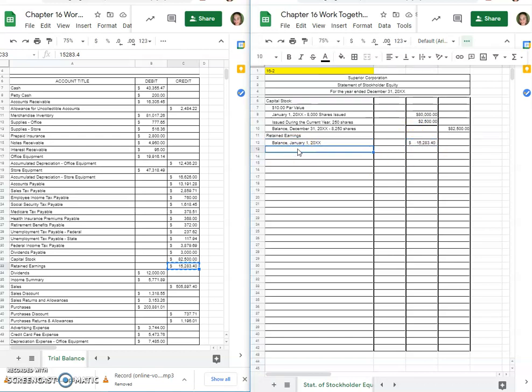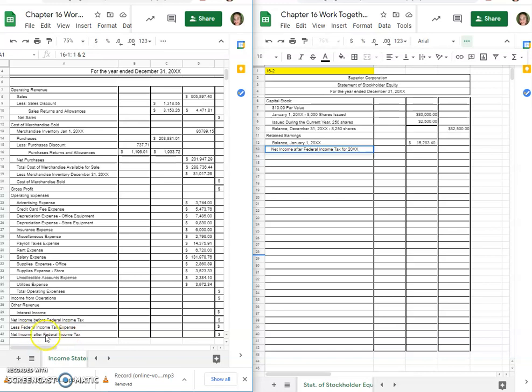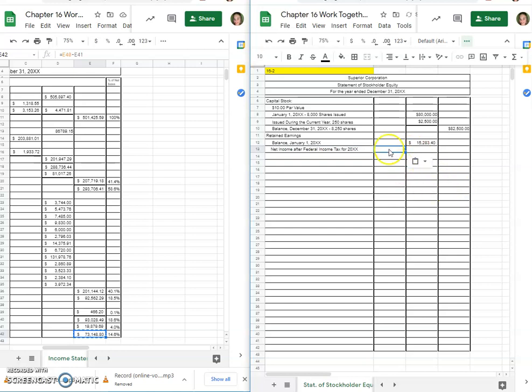Beginning balance, and now we'll do our net income after federal income tax for that year. And we would get that from our income statement that we just did in 16-1. And if we scroll down, net income after federal income tax, and over just a little bit, it was right here at the bottom. So we'll copy that number. We'll paste it over into the first column. Ooh, that was a formula. We will paste the value. Still didn't work. 73,148.80, formatted as money.